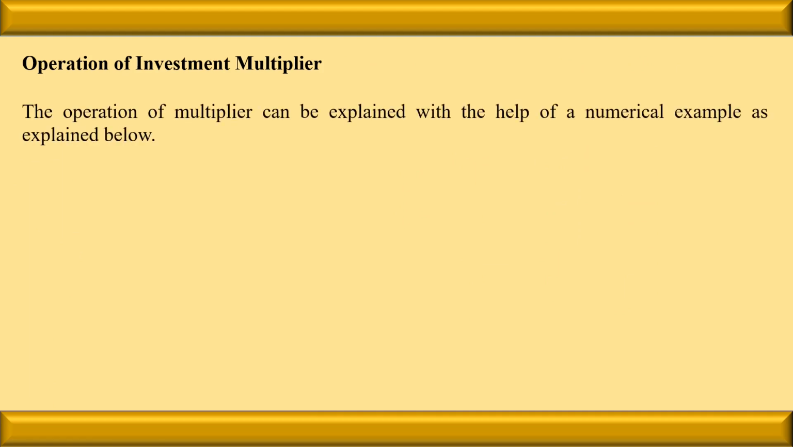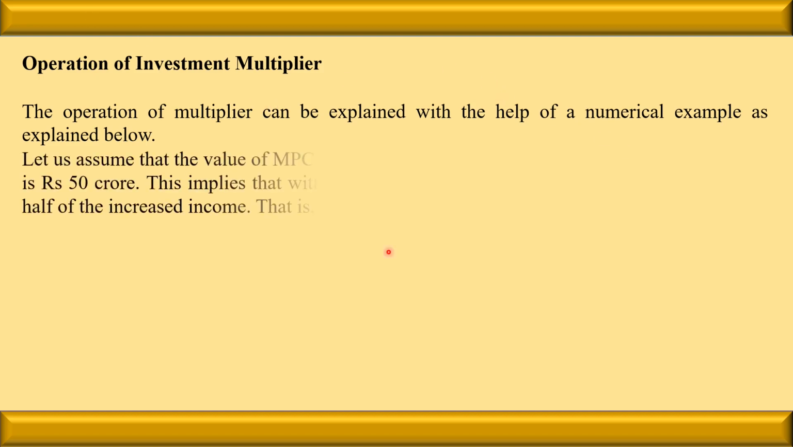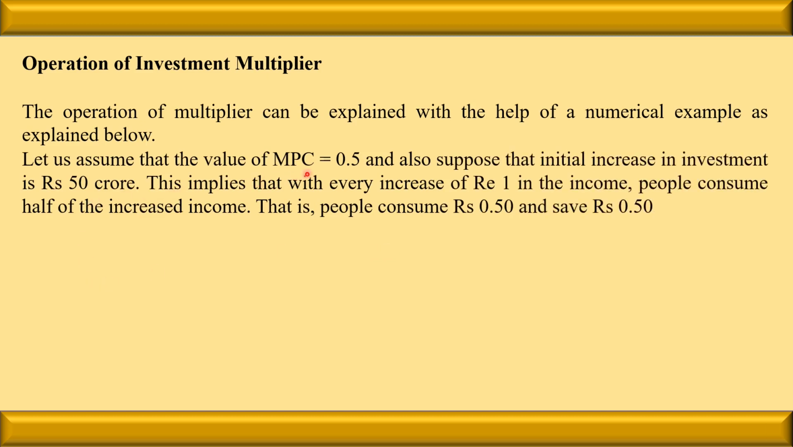Now let us see how the investment multiplier works. Listen, the operation of multiplier can be explained with the help of a numerical example. Let us discuss. Let us assume that the value of MPC is equal to 0.5, and also suppose that the initial increase in investment is 50 crore. This implies that with every increase in rupees 1 in the income, people consume half of the increased income. It means that people consume 50 paisa and they will save 50 paisa.